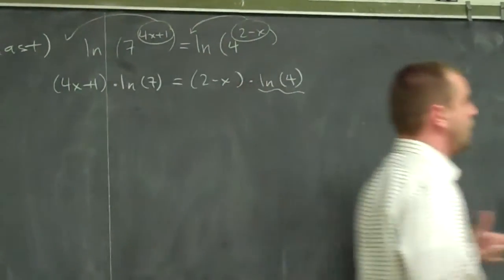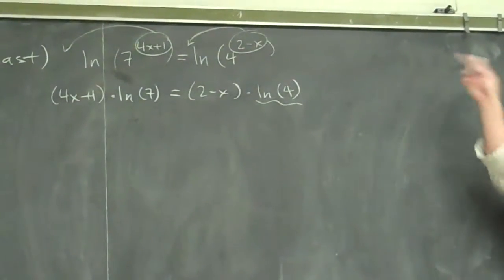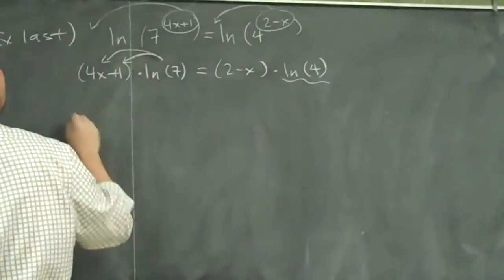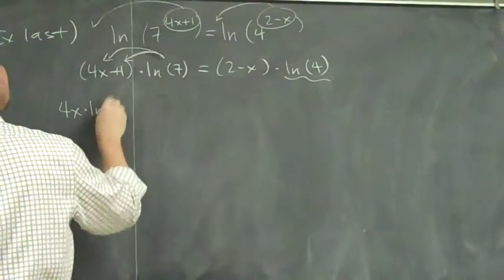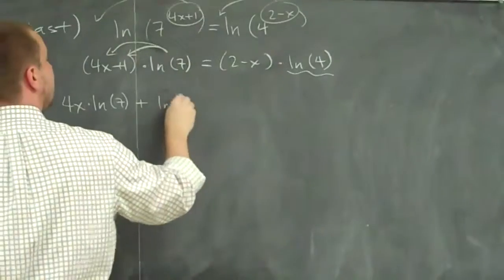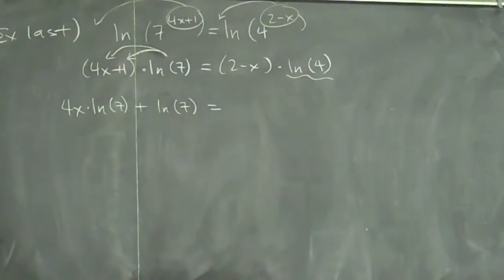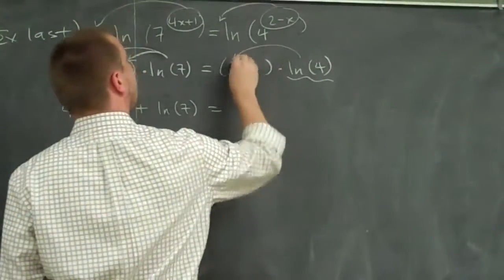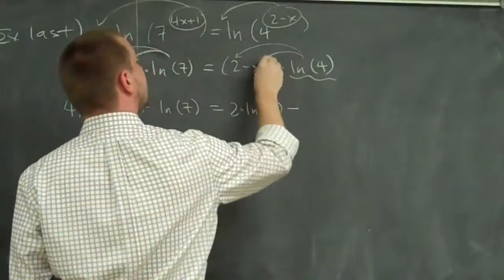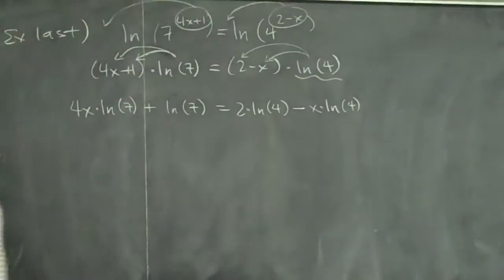If you were solving this equation, what would you do? You would distribute to get rid of those parentheses. That's what we're going to have to do here. I'm going to have to distribute my natural log of 7. So 4x times the natural log of 7 plus 1 times the natural log of 7 is just the natural log of 7 equals, on the other side, distribute. 2 times the natural log of 4 minus x times the natural log of 4.